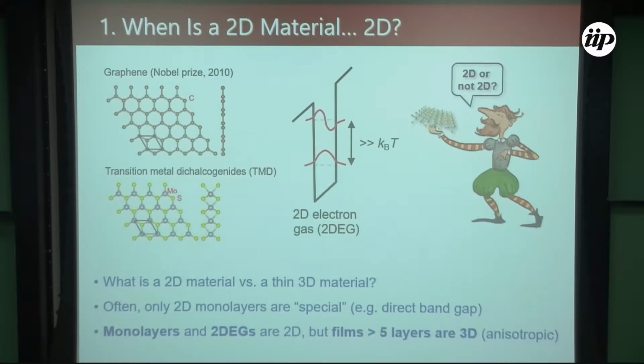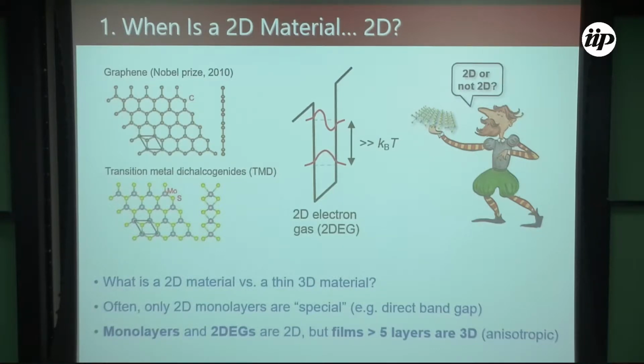And so I looked into this, and I'm pretty convinced that physicists agree that two-dimensional electron gases are 2D. Those are different beasts, but they are 2D, right? That's what people call them. And then we have these things, which we know that really only the monolayers are usually special, right? So I think there's general agreement that monolayers are usually special.